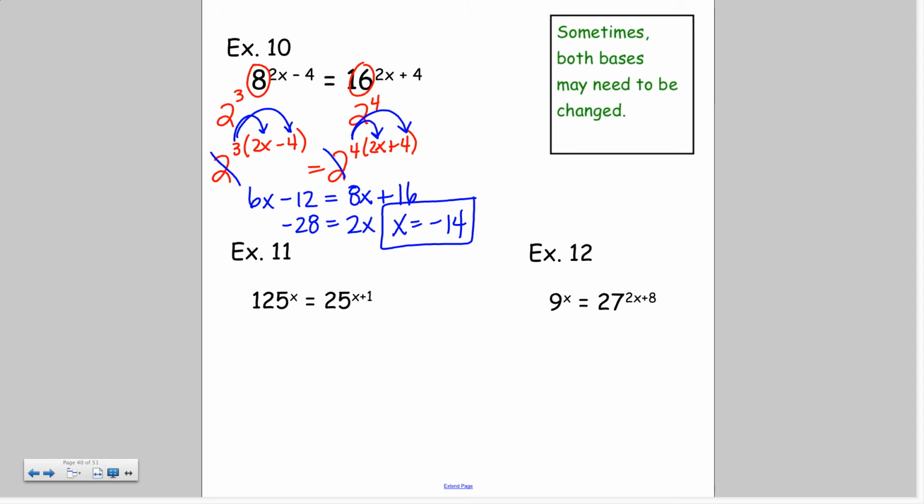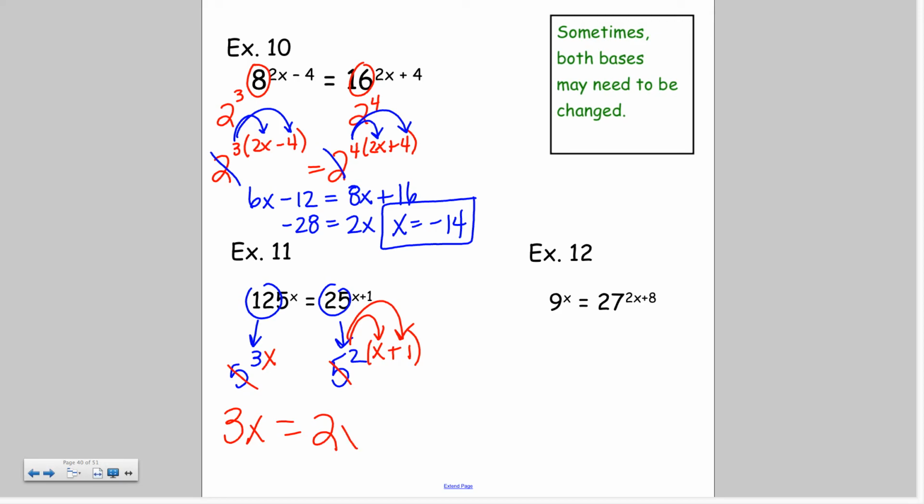125 and 25. I can rewrite both of those with a base of 5. So that 125 is 5 to the third. 25 is 5 squared. And I've got stuff that needs to go back with it. So the x needs to go with this, and the x plus 1 needs to go with that one. So drop them. 3x. I'm going to distribute that 2. We'll move 2x over, and that leaves me with x is equal to 2.